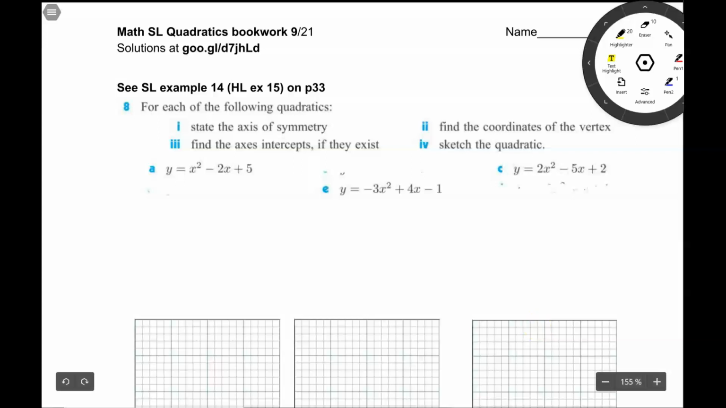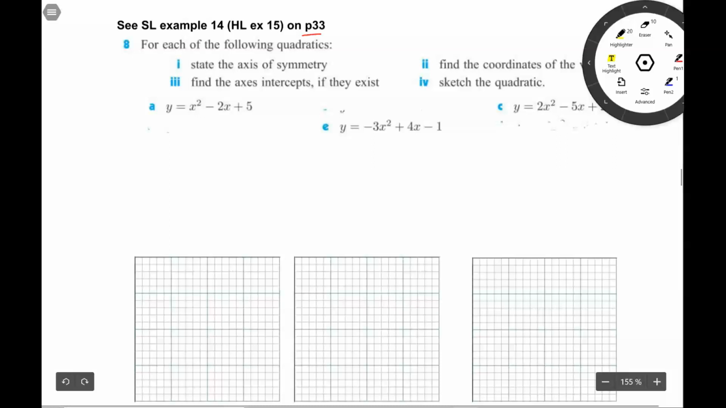Okay, here we are on page 9 of quadratics. There's a good example in the book for you to take a look at on page 33, or you can just watch me do the first problem, number 8. Remember, watch me do a problem and then try to do one on your own. So we're going to do A together and then maybe try to do the others on your own.